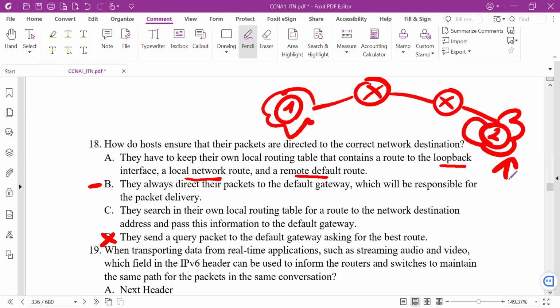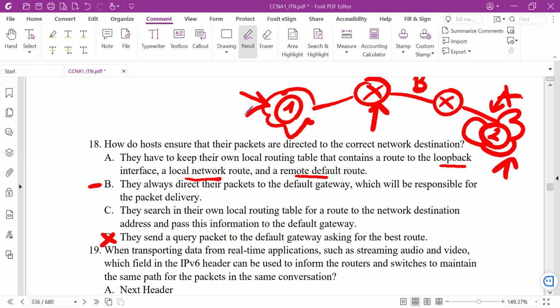What helps is the routing table. That's number 1. The routing table is responsible for knowing which networks are remote. It lists all the networks known by this router. The routing table tells us that we have network A here and network B directly connected. That's what the routing table is responsible for. My hosts also have their own routing tables.